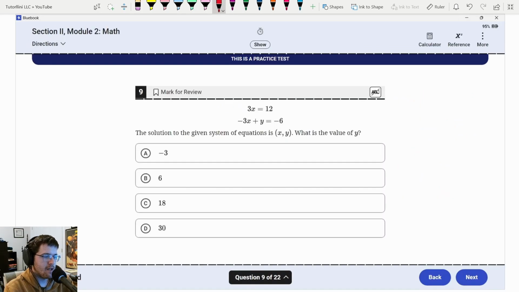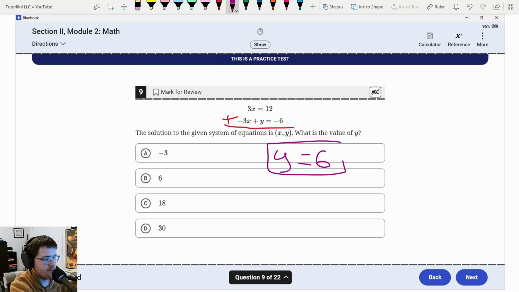Okay, question 9. They want me to solve for y, so I should probably eliminate x or just solve for x. I don't know, whatever's easier. There's a bunch of ways to do this one. I'm noticing they kind of teed me up to eliminate, so why don't I just add the two equations? So 3x plus negative 3x, that goes away, that's 0. And we have a y on the left side, and on the other side we have 12 plus negative 6, which is 6. And that is choice B.